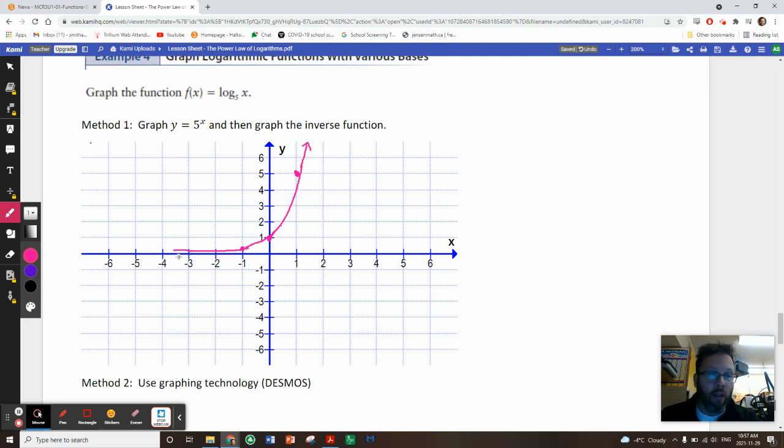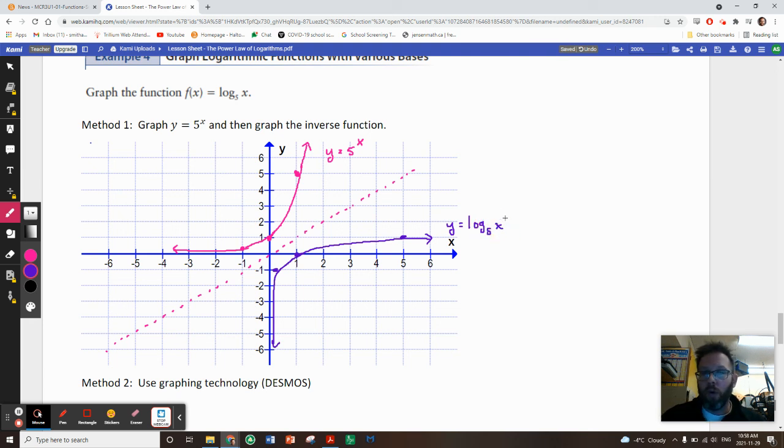And then we know that log base 5 of x is the inverse. So I'm just going to sketch in the line y equals x, just going to add a dashed line for that. And then reflect those points. So -1, 0.2 goes to 0.2, -1. 1, 0 goes to 0, 1. And 1, 5 goes to 5, 1. There we go. So this is y equals log base 5 of x.